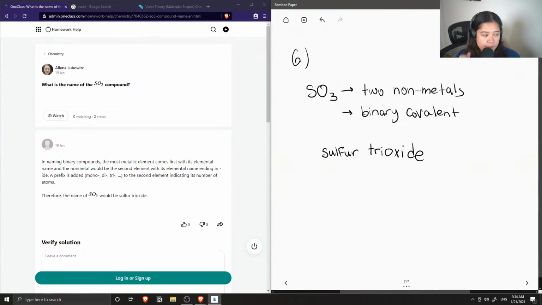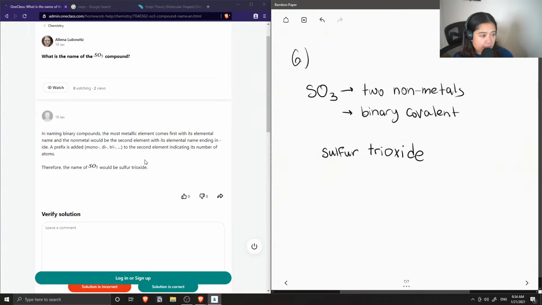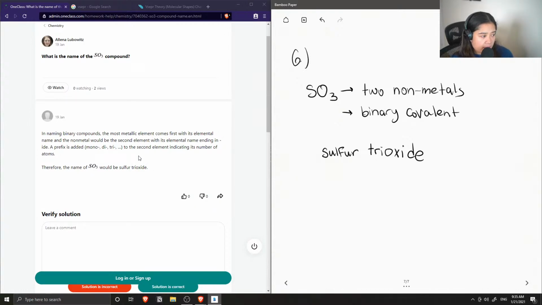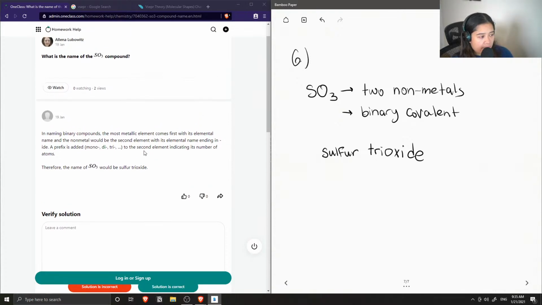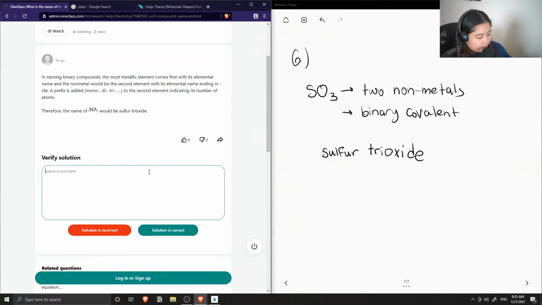And the junior tutor said that in naming binary compounds, the most metallic element comes first with its elemental name, and the nonmetal would be the second element with its elemental name ending in "ide." Prefix is added to the second element indicating its number of atoms. Therefore, the name is sulfur trioxide. So the name is correct. But however, I think they described an ionic compound.